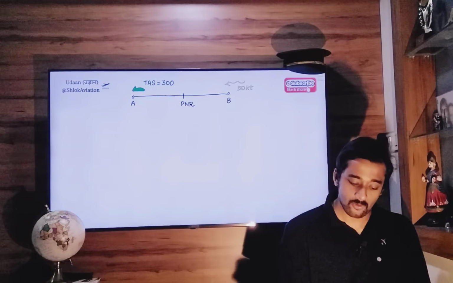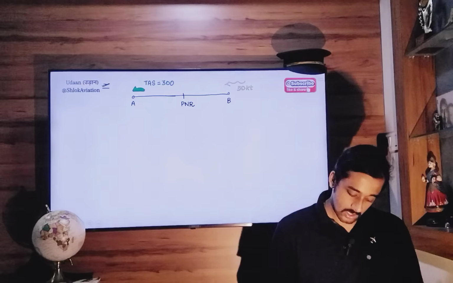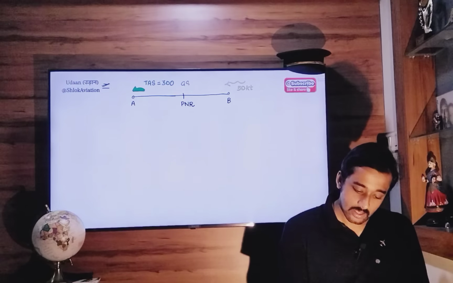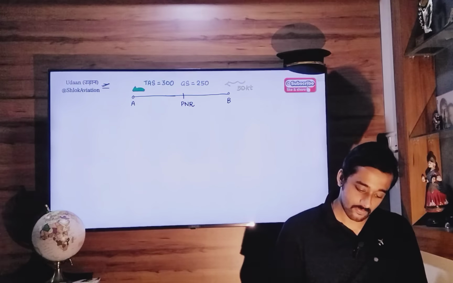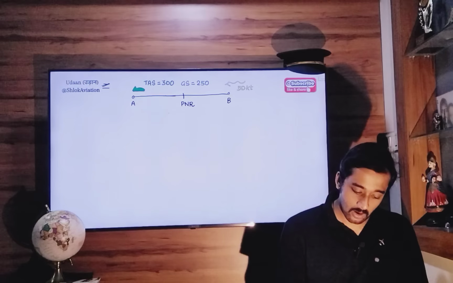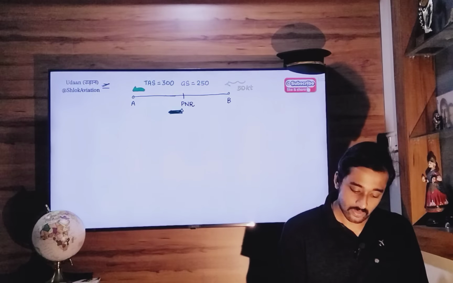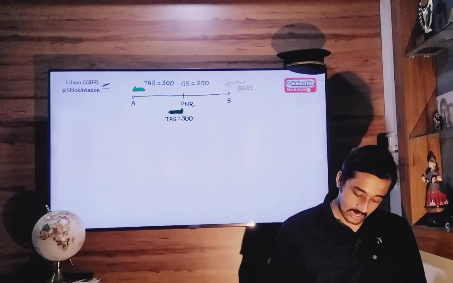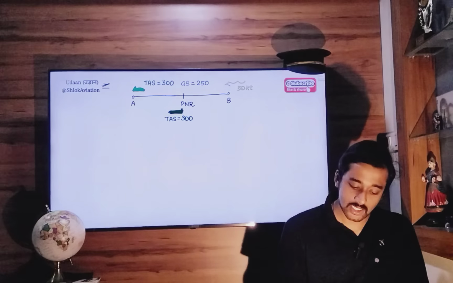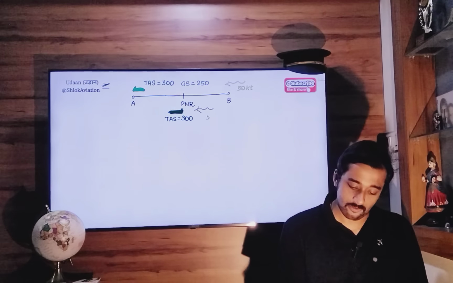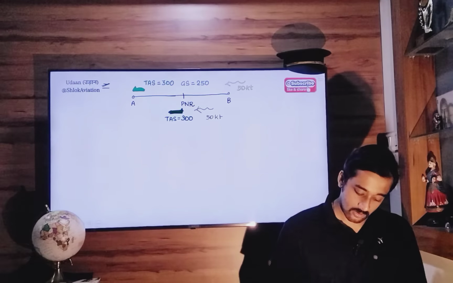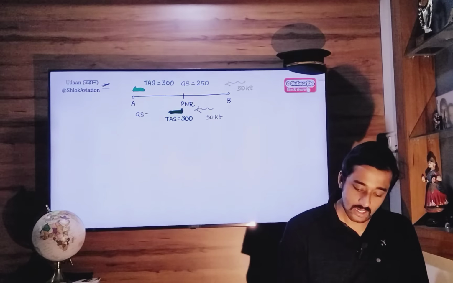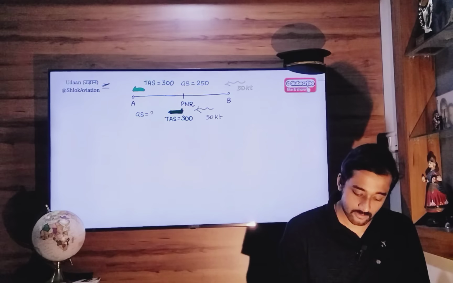Going outbound, you will get a headwind of 50 knots. So your ground speed will be 300 minus 50, 250. Coming homebound, flying back home, TAS is again 300, and now this wind component will serve as a tailwind of 50 knots. So your ground speed will be 300 plus 50, that is 350 knots.